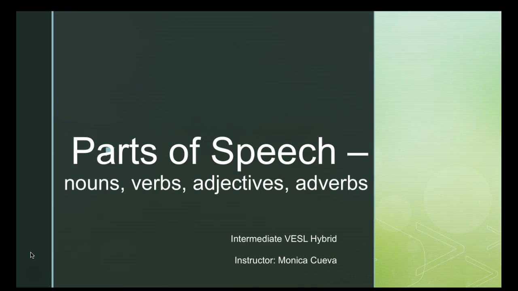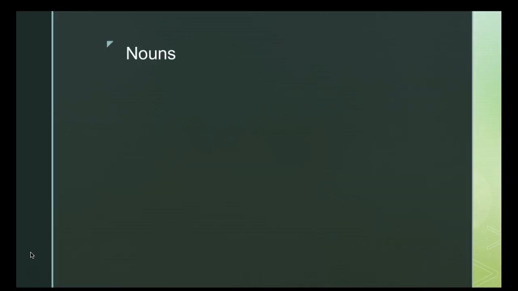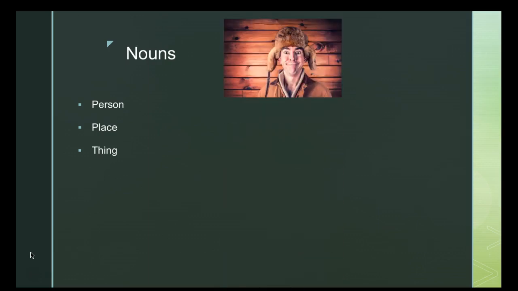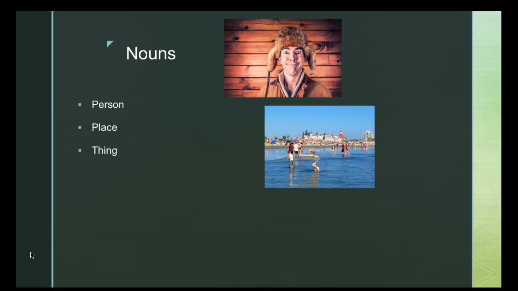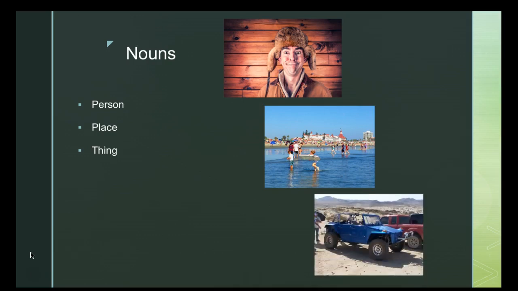Okay, let's begin. So first we will review nouns. As many of you know, nouns are a person, a place, or a thing or idea. Okay, so a person is a noun, a place such as the beach or Hotel del Coronado is a noun, and a thing such as a car or an umbrella is also a noun.